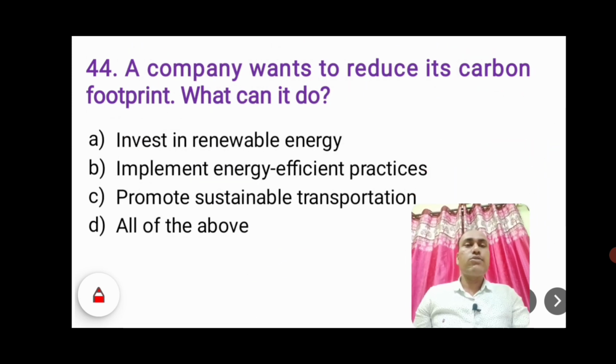A company wants to reduce its carbon footprint. What can it do? Invest in renewable energy, implement energy efficient practices, promote sustainable transportation. So answer will be all of the above.